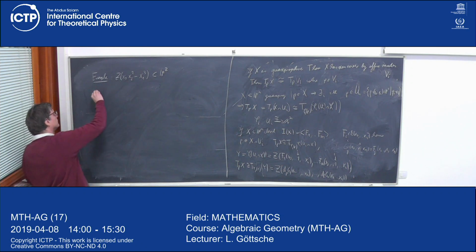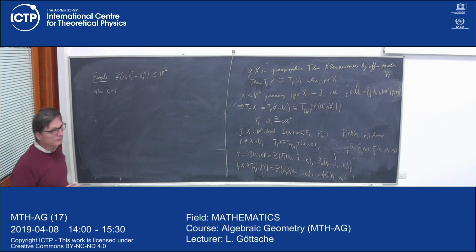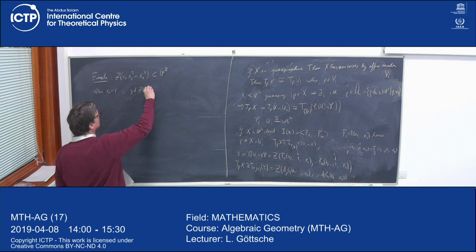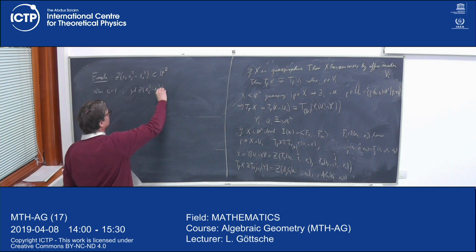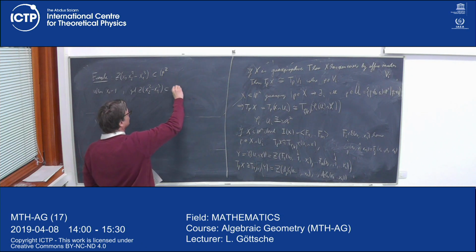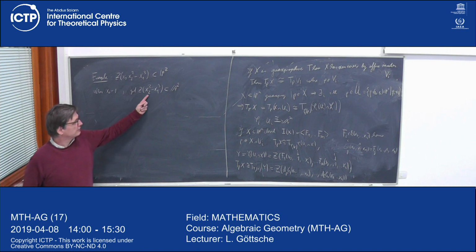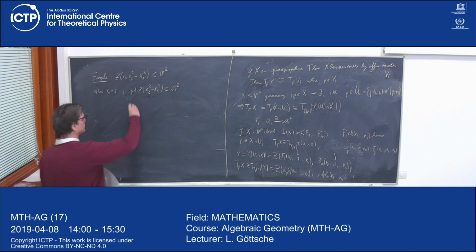So when x0 is different from 0, I can put it equal to 1. This equation becomes, we get the zero set of x2 squared minus x1 to the 3 in A2. And we already see that this is the cusp. The only singular point is when both x1 and x2 are equal to 0. So this is the only singular point.